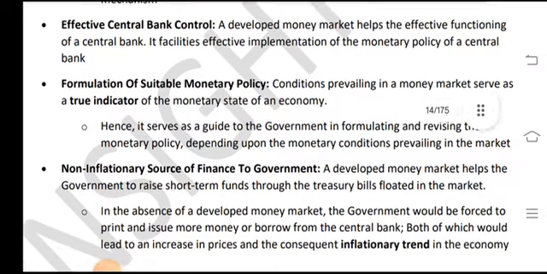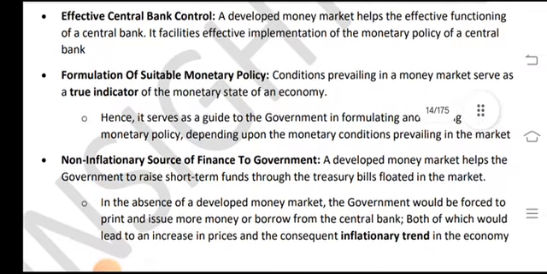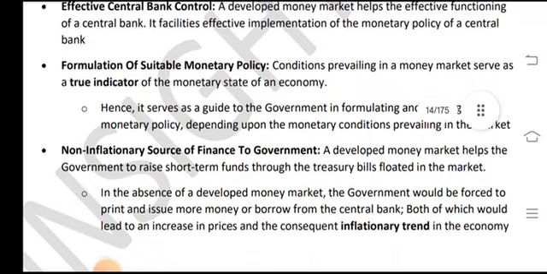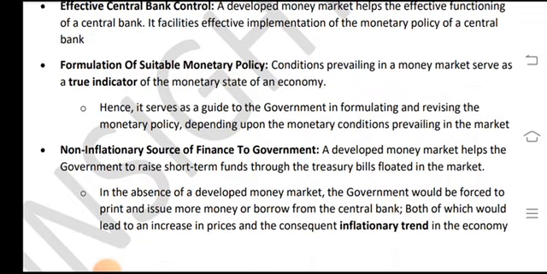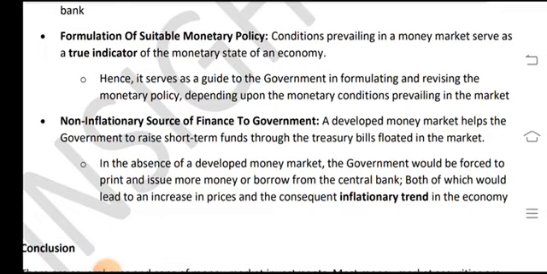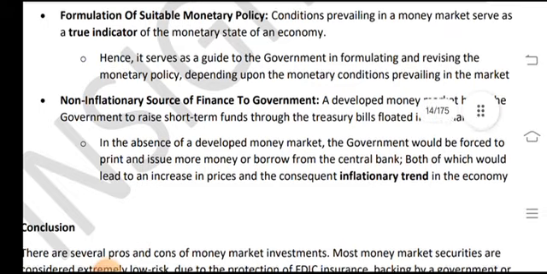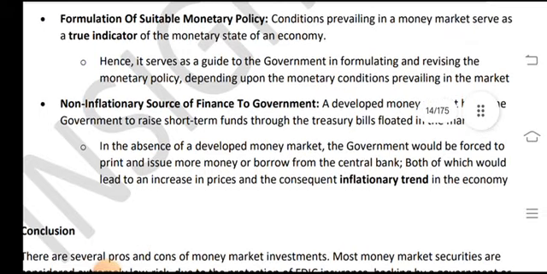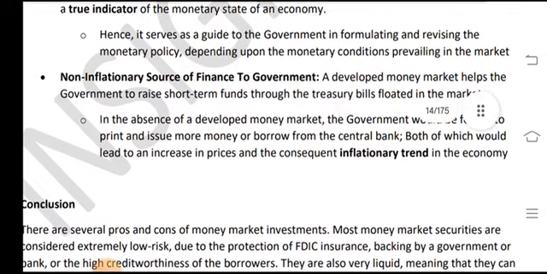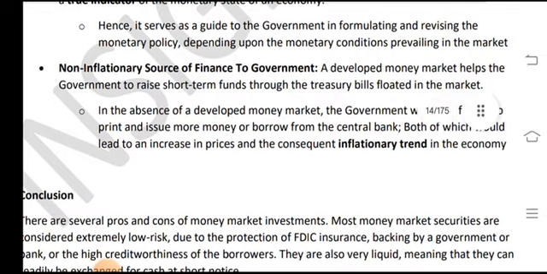Effective central bank control: a developed money market helps the effective functioning of the central bank. It facilitates effective implementation of the monetary policy of the central bank. The formulation of a stable monetary policy and conditions prevailing in the money market serve as true indicators of the monetary state of the economy. Hence it serves as a guide to the government in formulating and revising the monetary policy, depending upon the monetary conditions prevailing in the market.